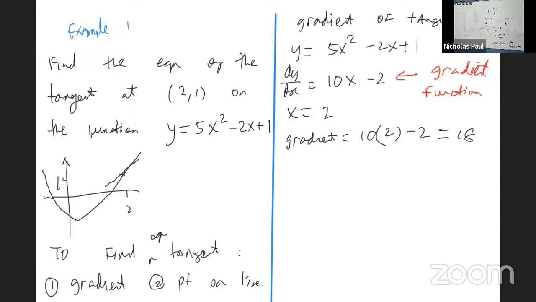So we know the gradient, we know the point, so we know m is 18, we know x is 2, we know y is 1. So we can find the equation now.